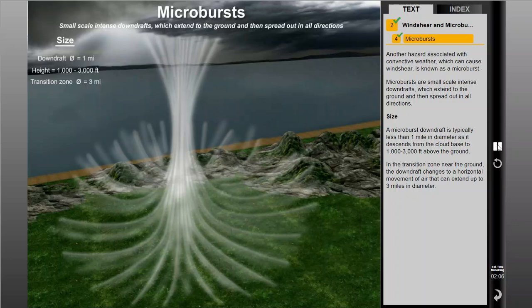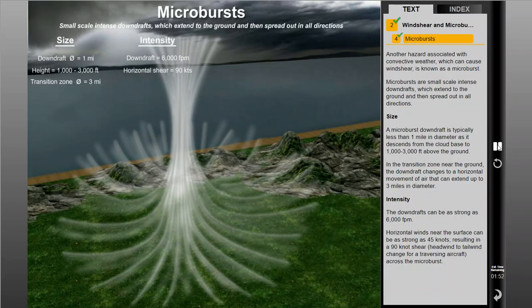In the transition zone near the ground, the downdraft changes to a horizontal movement of air that can extend up to 3 miles in diameter. The downdrafts can be as strong as 6,000 feet per minute. Horizontal winds near the surface can be as strong as 45 knots, resulting in a 90-knot shear across the microburst. These strong horizontal winds normally occur within a few hundred feet from the ground.